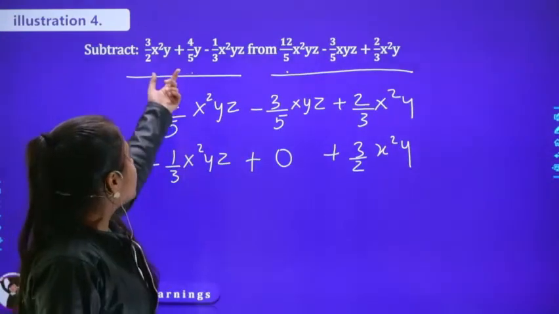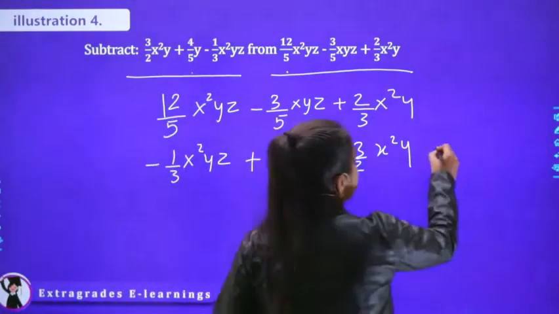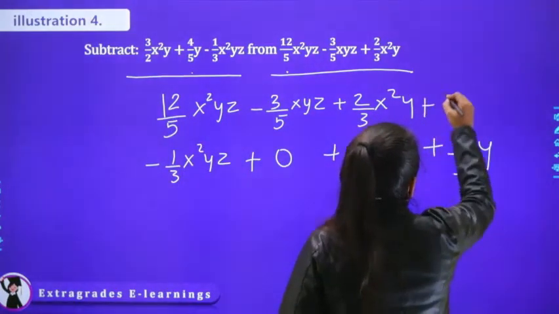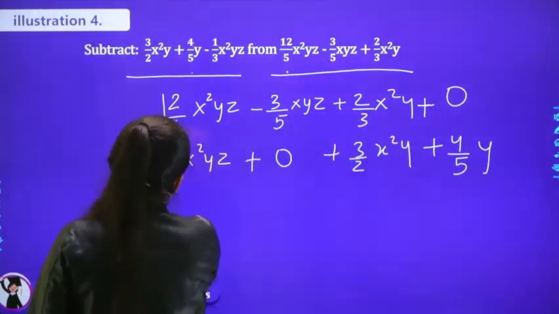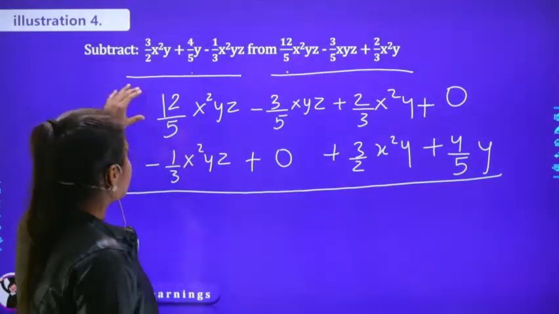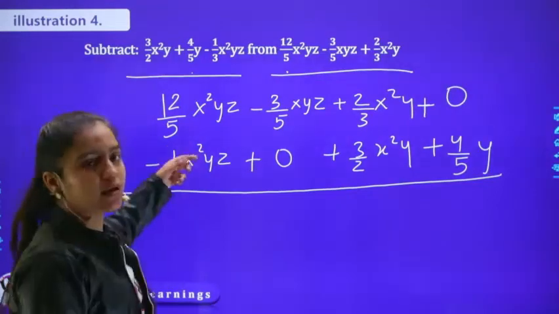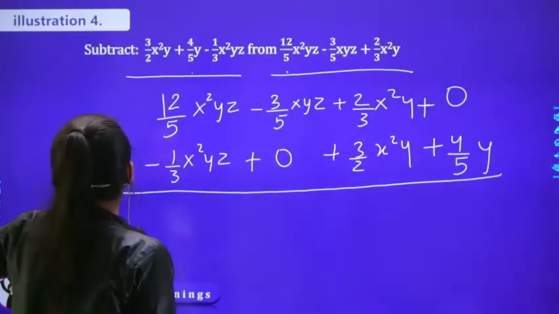Now the remaining term is 4 upon 5 y. So I will write it here, 4 upon 5 y. Now here we don't have any term for this, so we'll write 0. Subtraction के लिए पहले आप जिसमें से subtract करना है उसे first पे लिखेंगे, जिसको subtract करना है second पे लिखेंगे. Then you have to follow a particular procedure.